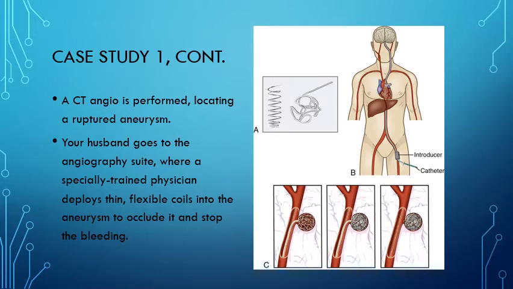So a CT angio is done for your husband and they locate a ruptured aneurysm and it's amenable to coiling. So he goes to the angiography suite where a specially trained neurological interventionalist goes in through the groin with a catheter and puts his little catheters and wires all the way up to the patient's head where these tiny flexible coils are deployed, and they are packed nice and tight into that aneurysm until it's effectively occluded, and it will heal over at that area where the aneurysm starts, and that will prevent it from bleeding further.